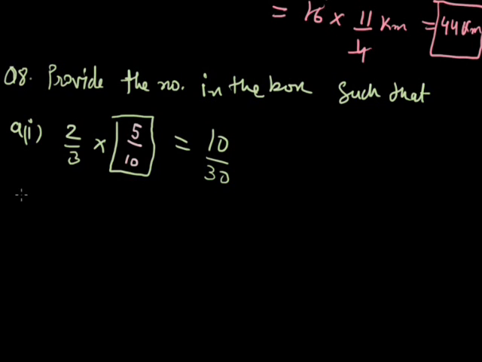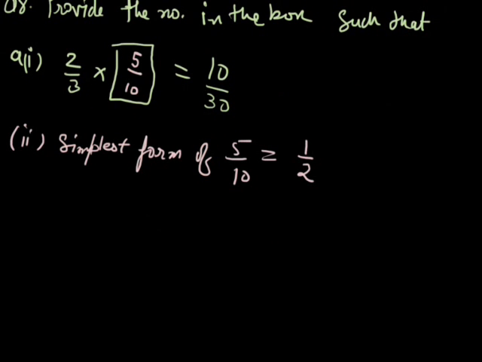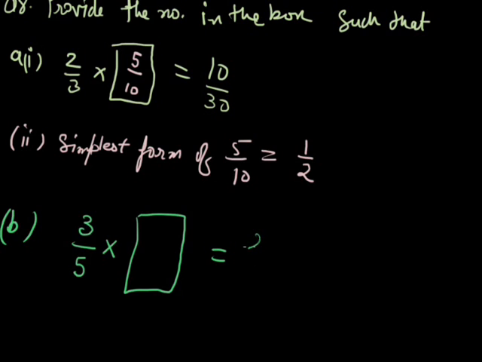Now in the second part it is being asked the simplest form of the number obtained. So the simplest form of 5 by 10, we can cancel it by 5, so it will be 1 by 2. Now it is similar question in B part. In B part we have to find the number which fills the box so that we get 3 by 5 into that number, which will give you 24 by 75.